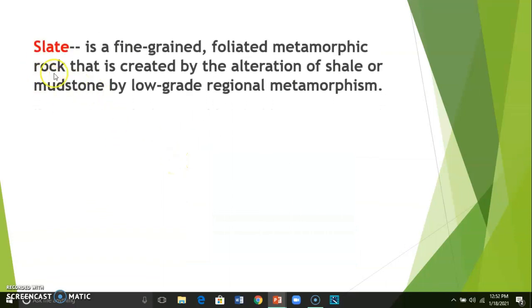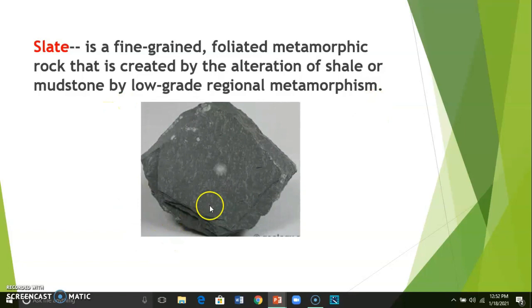Then we have the slate. Okay, we will read it together, please. Slate is a fine-grained, foliated metamorphic rock that is created by the alteration of shale or mudstone by low-grade regional metamorphism. Okay, so this is an example of slate.